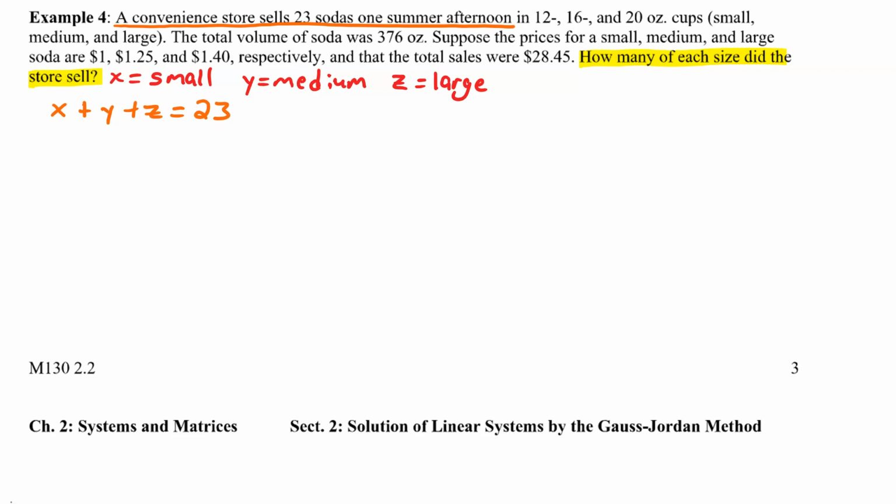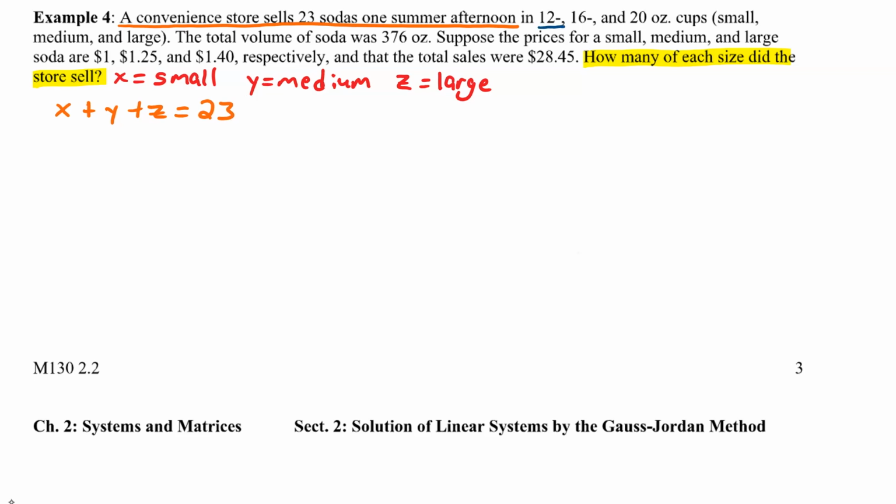Okay, if we go back, they sold 23 sodas. We're told how many ounces are in each cup, and we're told that the number of ounces corresponds to the various sizes. So we have 12, 16, and 20 ounce cups. They also give us the total volume of the soda. So we notice the total volume of the soda is in ounces, just like the different size cups are. So we're going to use those pieces of information and put those together to generate our second equation.